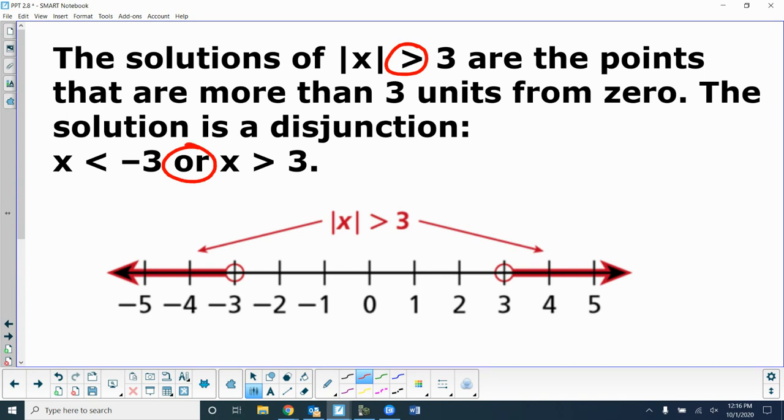Equal and greater is "or", less than is "and" when you write your two problems. Again, the absolute value of x greater than 3 are the points that are more than 3 units from 0. If I take the absolute value of any of these numbers, I get a number that's bigger than 3, more than 3 units away. Same deal for any of these numbers. They're more than 3 units away from 0. Going opposite directions, disjunction, it's an "or" problem.